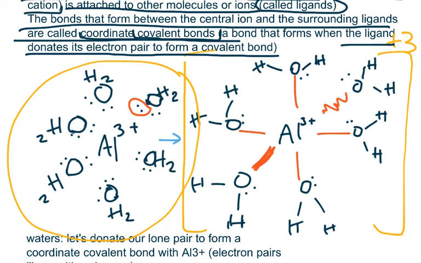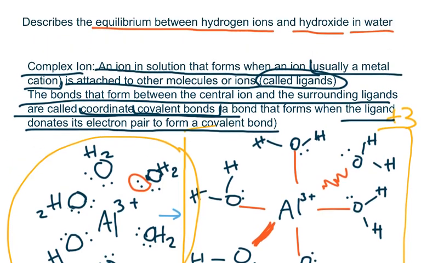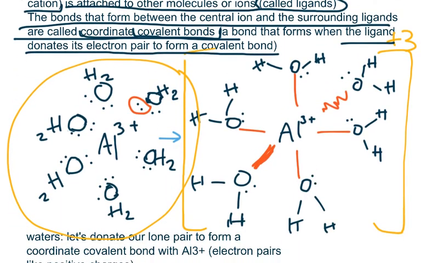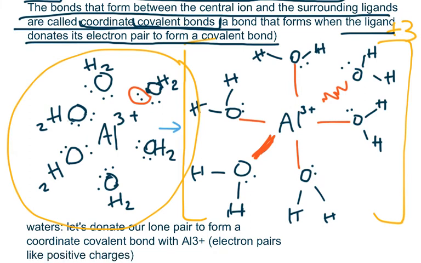But the other reason why a coordinate covalent bond forms instead of simply a normal covalent bond is because aluminum 3 plus already has an octet, because after losing 3 valence electrons, it has an octet, and it's happy. So why does it want to form bonds? We don't usually see metals forming bonds, so why would aluminum 3 plus want to give up any electrons to form a bond when it's already stable?